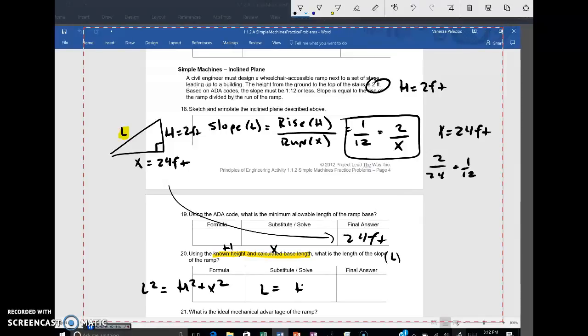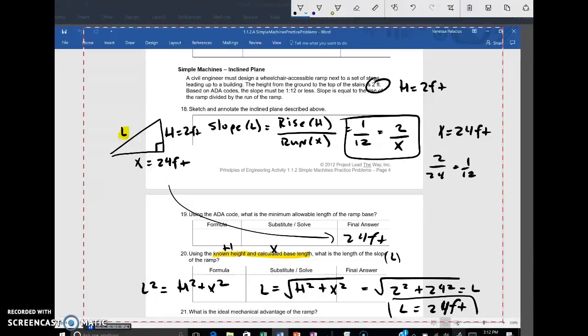So if we rearrange this, this would be our equation, right? So it would be the square root of 2 squared plus 24 squared would give you your L, and when you do the math, the L comes out to 24 feet.